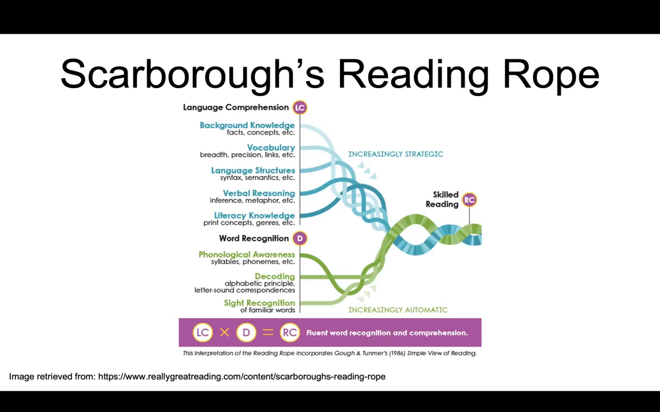Scarborough's Reading Rope was created by Hollis Scarborough and identifies specific skills in language comprehension and word recognition. Similar to the simple view of reading, it has two main skill sets required to reach skilled reading: language comprehension and word recognition. Language comprehension is broken down into 5 strands: background knowledge, vocabulary, language structures, verbal reasoning, and literary knowledge. Background knowledge connects new knowledge to prior learning.